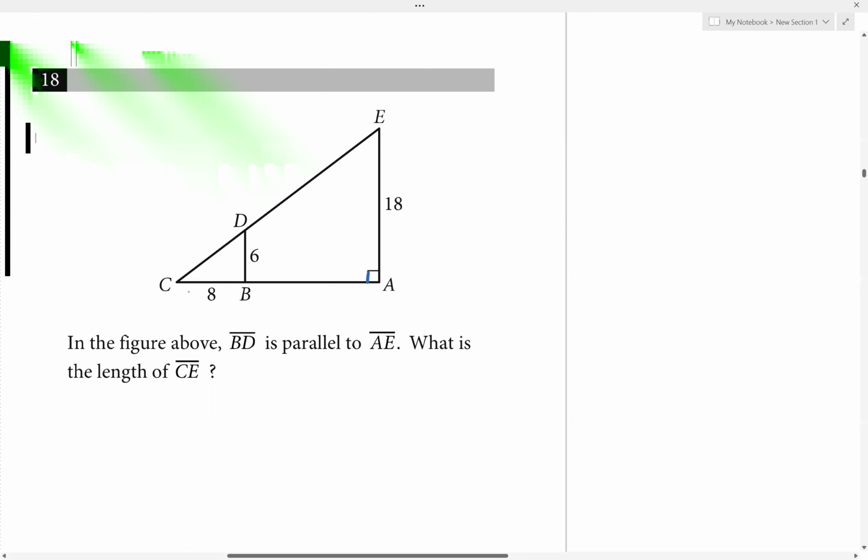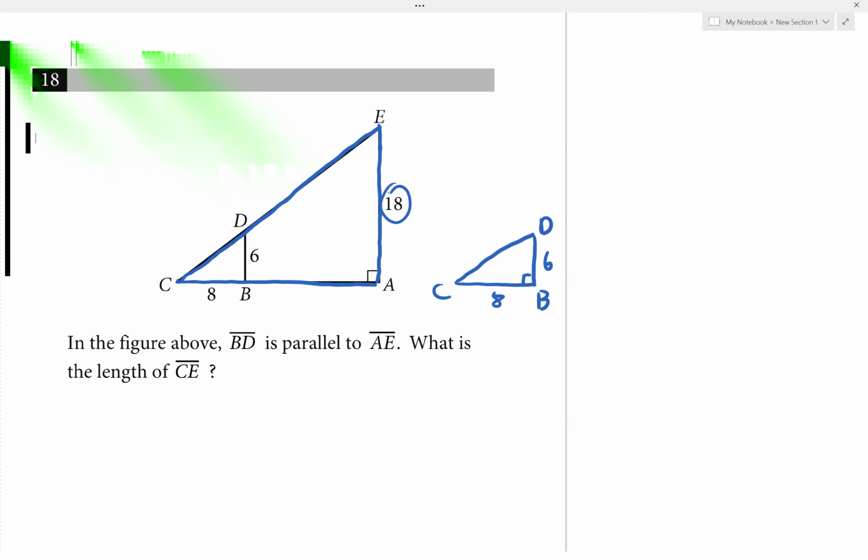Okay, so what we can do to make things easier, let me just redraw the small triangle over here. So this is CDB, and this is 8 and 6. We're comparing that with the big triangle on the outside, this triangle here. And for the big triangle, the only side that we know is this side on the right. AE is 18. For similar triangles, the corresponding sides should have the same ratio.